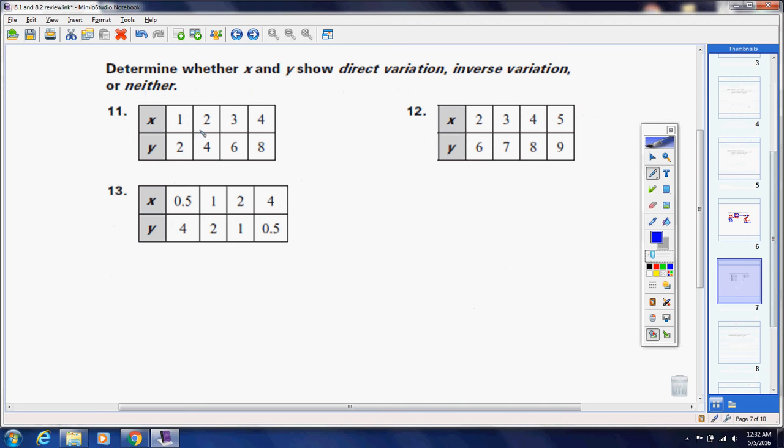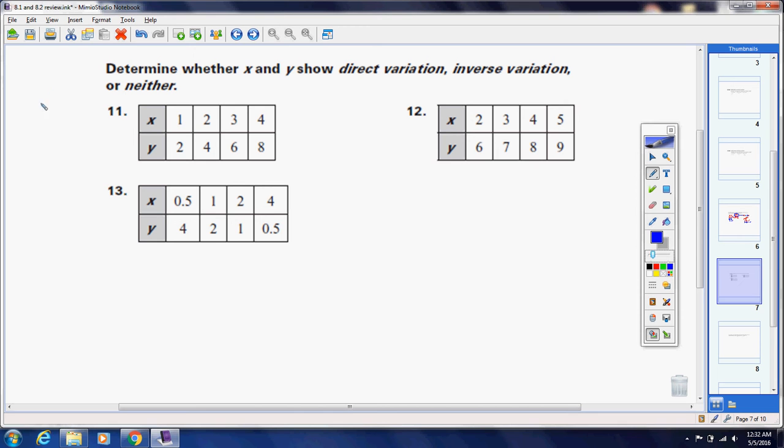All right, so here we have a chart of values of x and y. We need to determine whether x and y show direct variation, inverse variation, or neither.